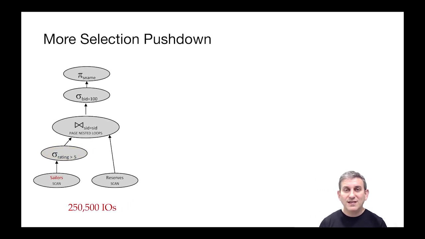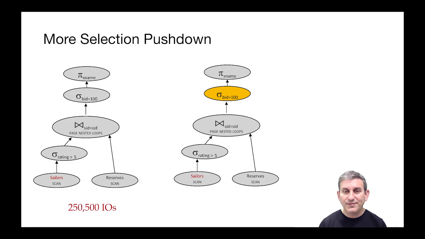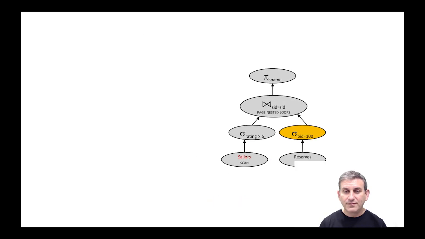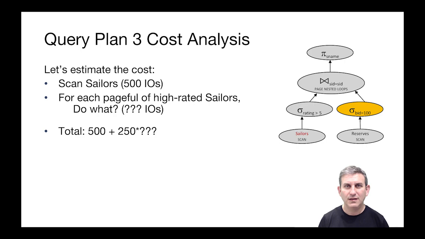Now what about pushing the selection down to the other side? Let's do that too. So the selection on reserves, boat ID equals 100, can indeed be pushed down to the right-hand side. And let's see how this affects the cost of this query plan. So to estimate the cost, think about it this way. We're going to scan sailors one time. And for each page full of high-rated sailors, what are we going to do? We're going to go to the right-hand side of this join, which is going to scan reserves and filter things based on BID equals 100.